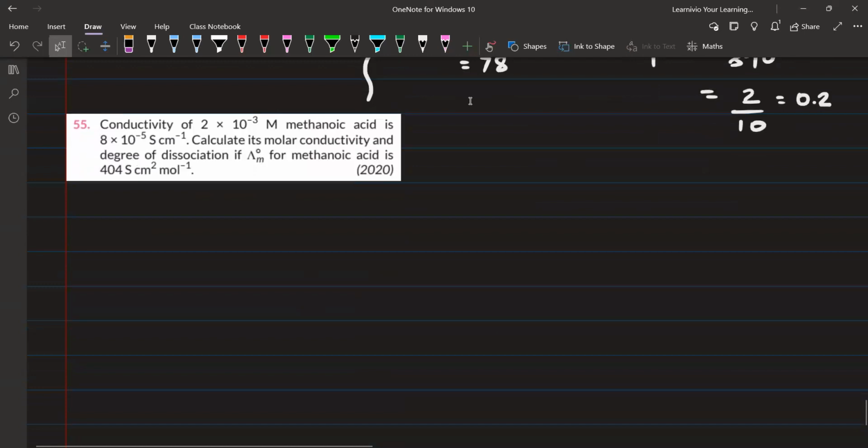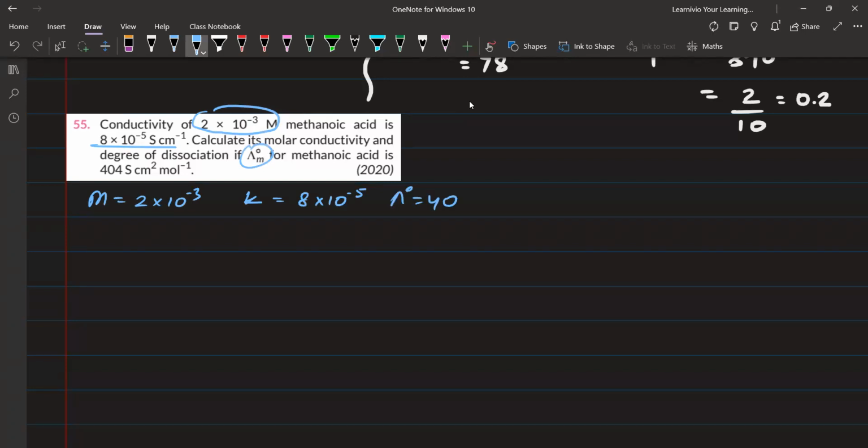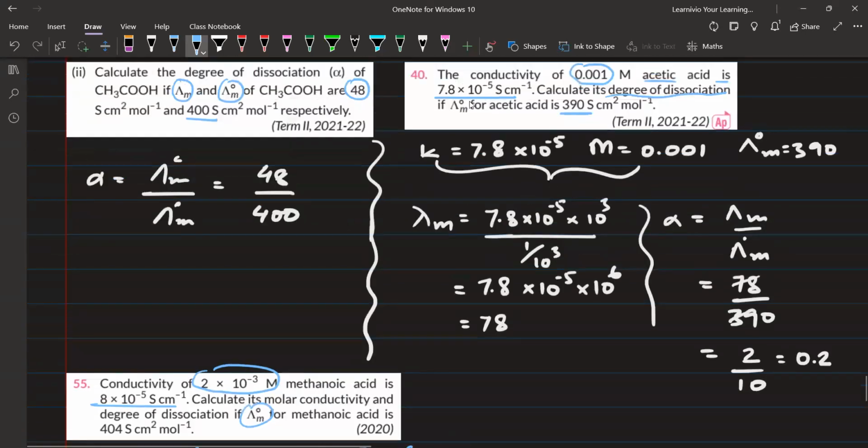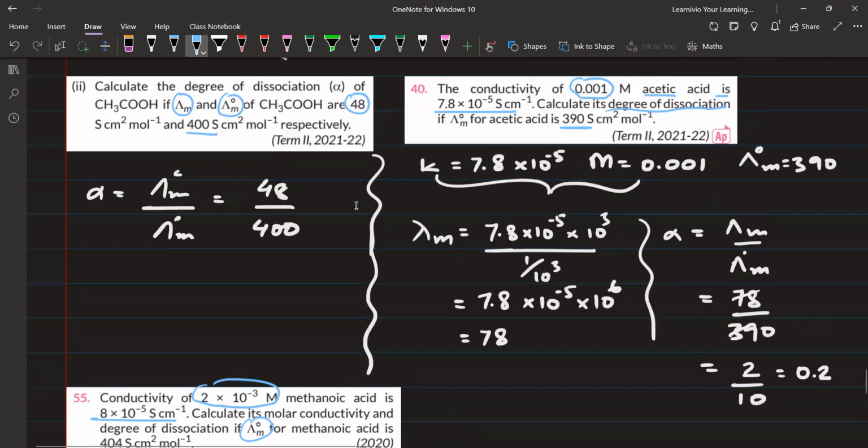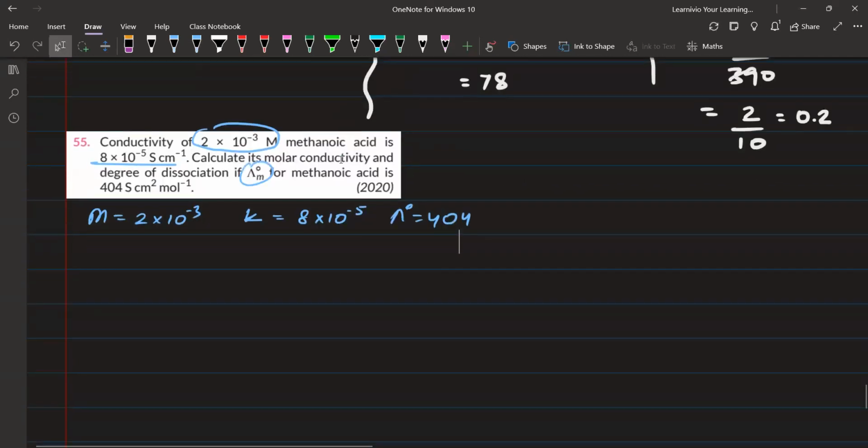Now, the last one says the conductivity of a certain molar methanoic acid is given. That means molarity is equal to 2 into 10 to the power minus 3, and the conductivity, that is kappa, is equal to 8 into 10 to the power minus 5, and lambda naught m is given as 404. Both of these questions are not any different, right? But this can be asked for 2 marks as well as 3 marks. This is of 3 marks.